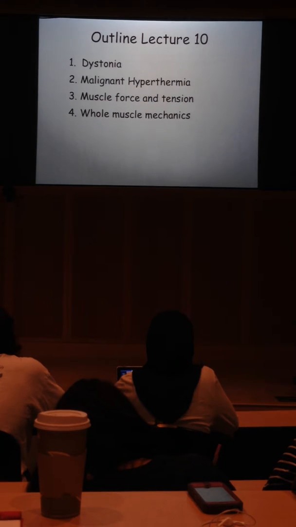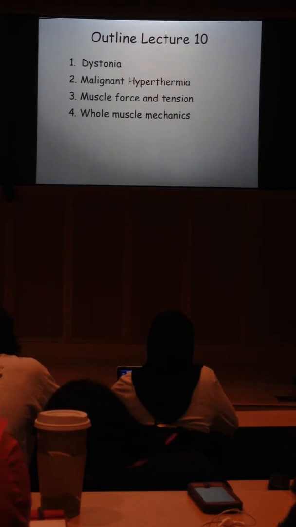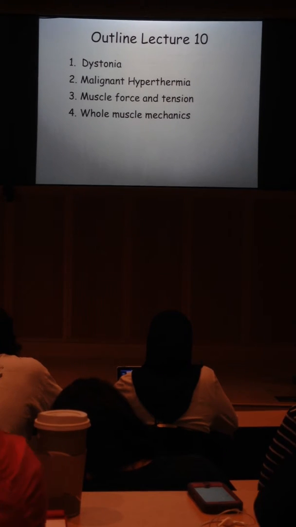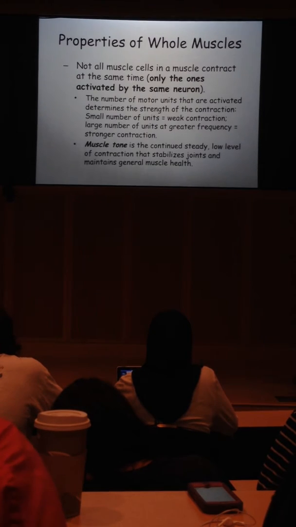So we'll move on to some examples of different disorders, how we try to treat them and engage them, and talk about some of the other general properties of muscle in general. I'll focus on two of them, dystonia and malignant hyperthermia.